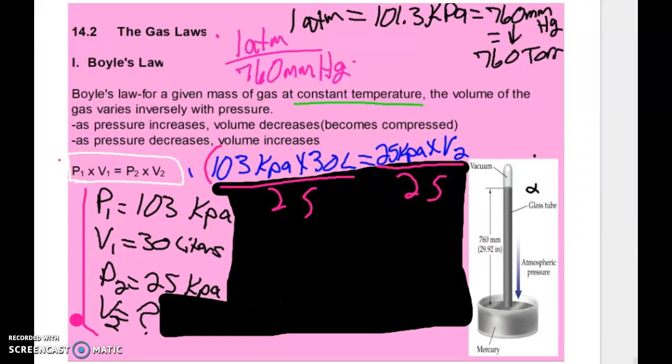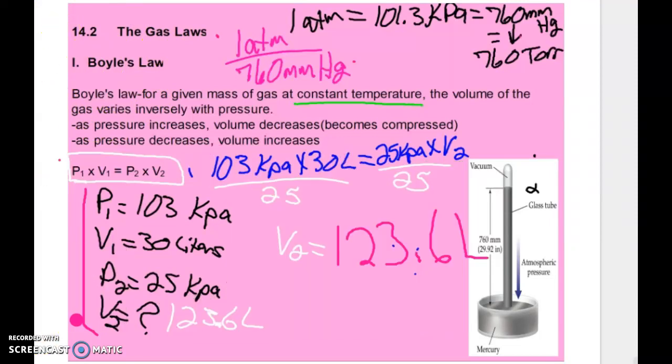So remember, you're going to multiply these two things and then divide by 25. If I perform that calculation, I end up with 123.6 liters. I am going to pause this while I do the calculations. It takes a long time to write them, and I'm trying to get as much as I can into a 15-minute video here.